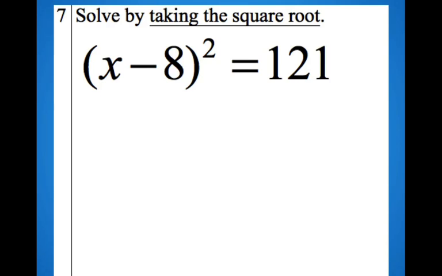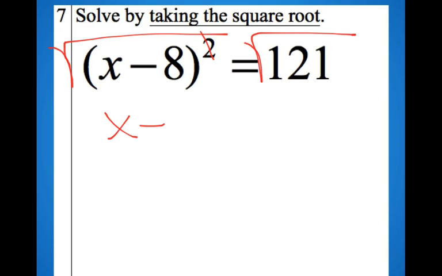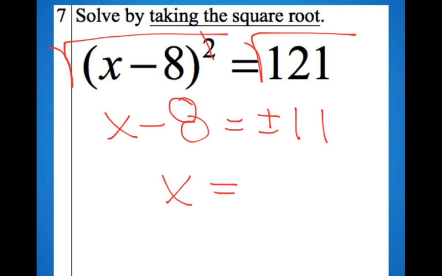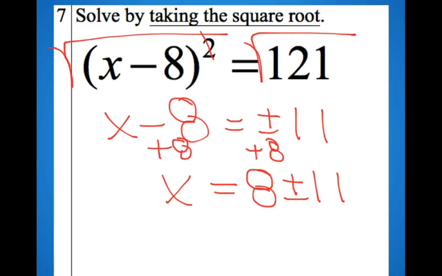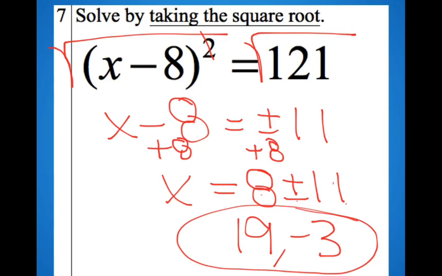Solve by taking the square root. So just as it says, take the square root of both sides. That gets rid of this, so it's just going to be x minus 8 equals plus and minus 11. Then we're going to add the 8 over, that's a minus 8, so we're going to add the 8. So when you add 8, just put it in front, so it'd be 8 plus and minus 11. So that's 8 plus 11, which is 19, and then it's 8 minus 11, which is negative 3. So 2 good answers there.